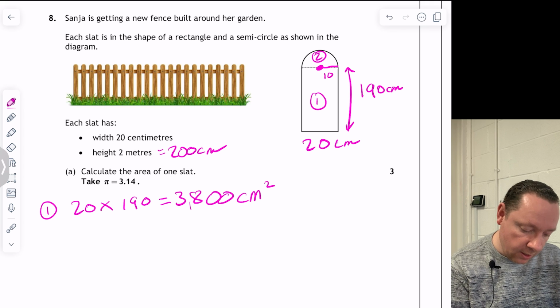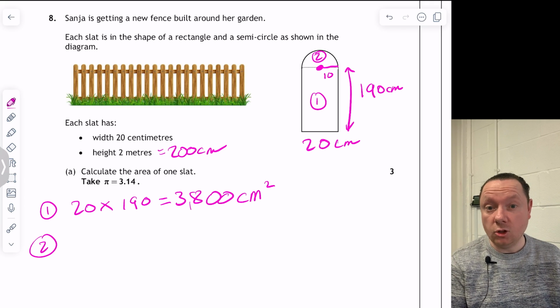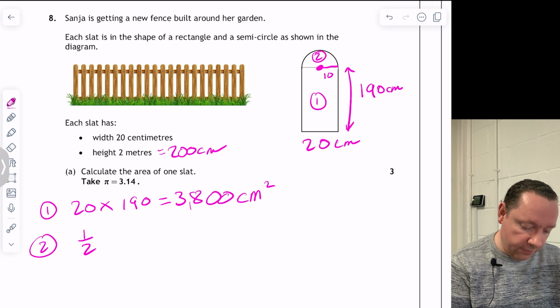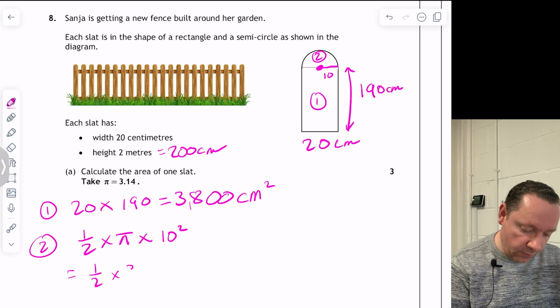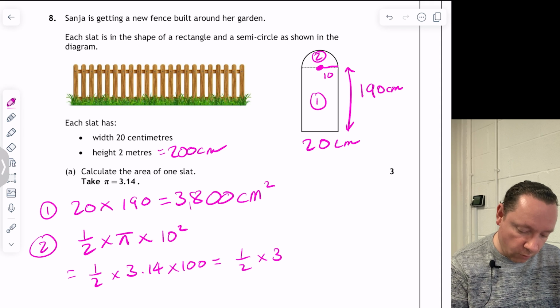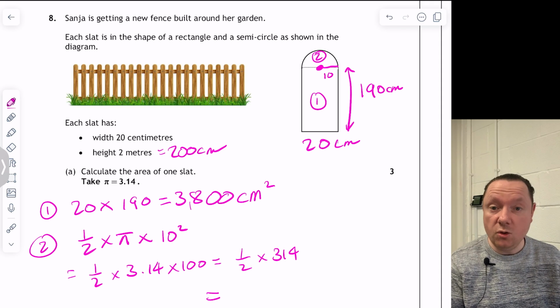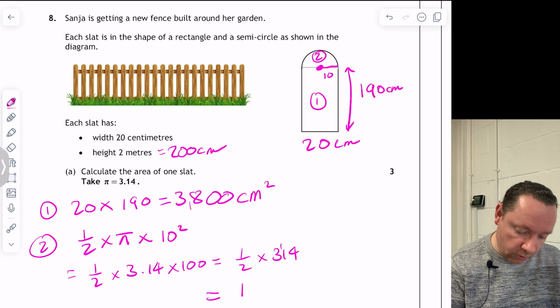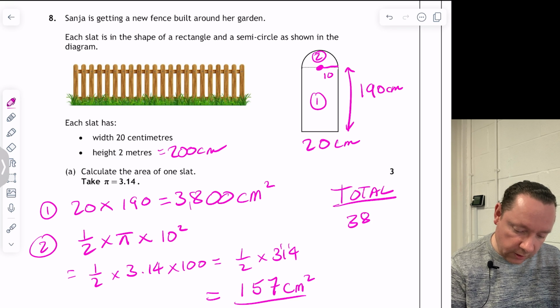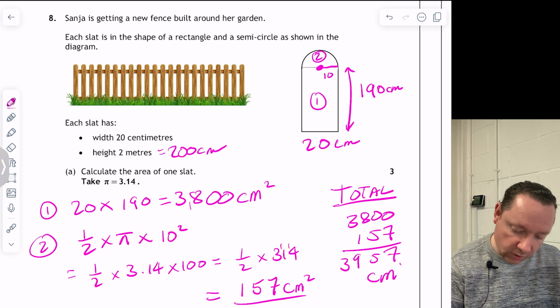3800 centimetres squared. Shape 2 is a semicircle, so it's pi r squared, start of exam paper, and a half of it. A half times pi times 10 squared. So that's a half times 3.14 times 100. So times by 100 first, you get a half times 314. A half of something, divide by 2. So 2 into 3 goes 1, 1 left over, 2 5s is 10, 1 left over, 2 7s is 14. 157 centimetres squared. So the total is 3800 plus 157 is 3957 centimetres squared, and we're done there.